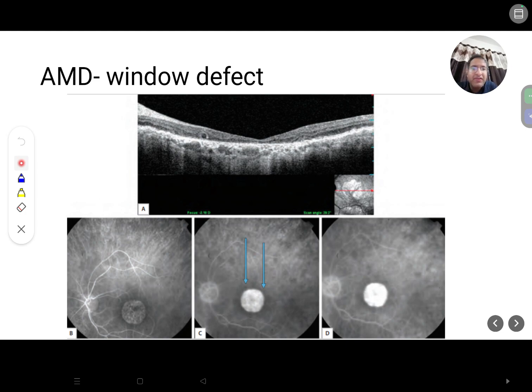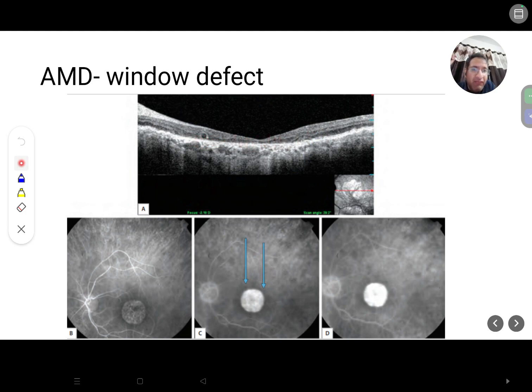So this is the example of AMD with the window defect. Here what we see in the OCT of this AMD lesion is retinal thinning, along with an RPE-Bruch's membrane defect, and we can see more light passing beyond the RPE because of this window defect in the RPE.